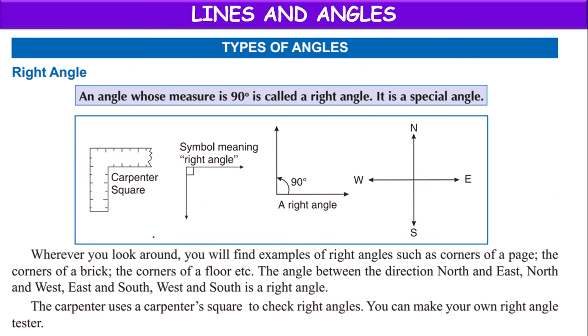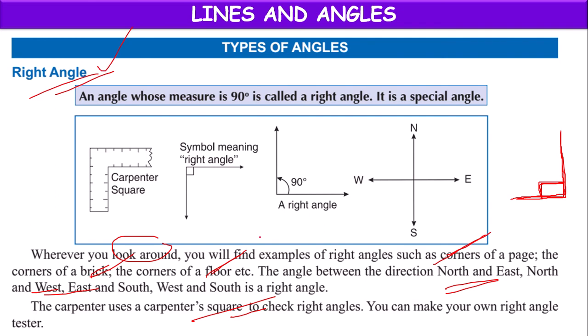If you take your book and see the corners of your page, this is one corner and this will be one corner. Two corners of the page will be at right angles. Corners of brick, corners of floor, northeast directions, northwest directions, or carpenter's square. These are all examples of right angles which we come across in our daily life.